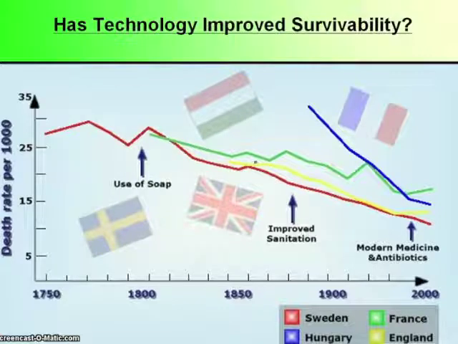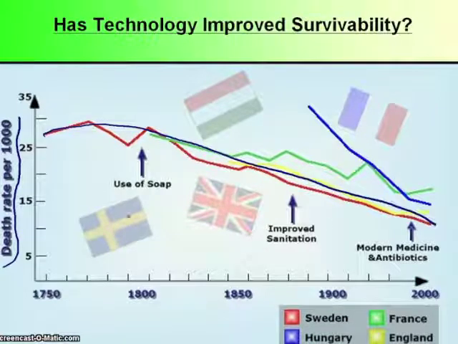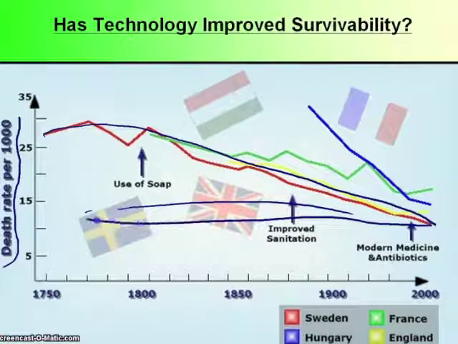Now, has technology improved survivability? That's one of the big reasons why people are doing so much better today than they did, say, 200 years ago. Technology as far as medicines, technology as far as how and where we live, technology as far as how much food we can produce, all has increased our population. When we look at this graph, it's the death rate per 1,000. Since 1750, the death rate per 1,000 people was 25, and it plummets to about the year 2000, where we're looking at less than 15. So it's almost been cut in half in the last 250 years.